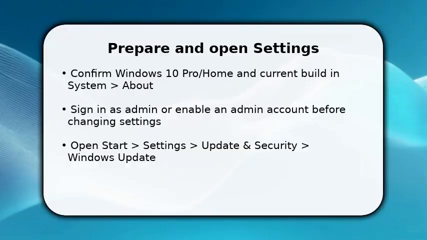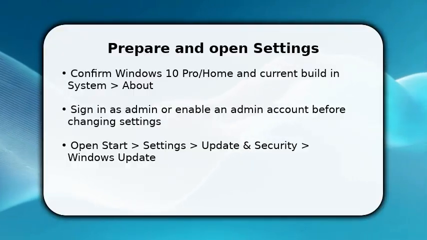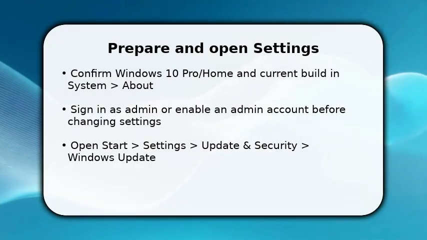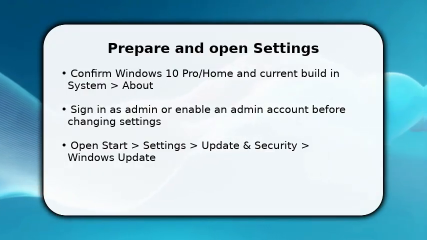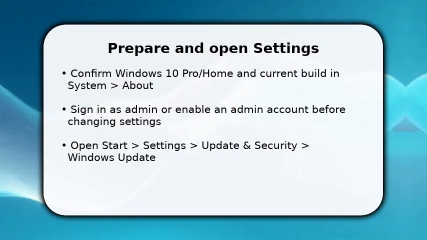Enjoy the video. You'll start by confirming you have admin rights and opening Windows Update. First, go to Start, open Settings, then Update and Security. This puts you where app and system updates live.